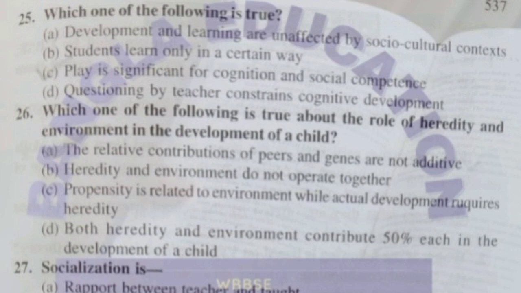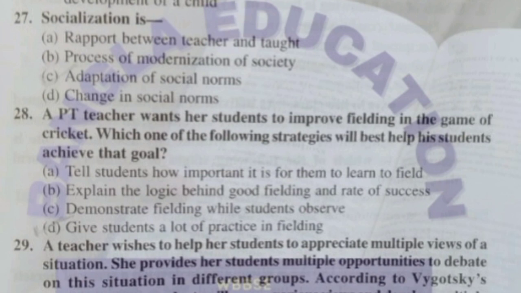Next question 27, socialization is option A, rapport between teacher and taught. Option B, process of modernization of society. Option C, adaptation of social norms. Option D, change in social norms. So correct answer is option C, adaptation of social norms.